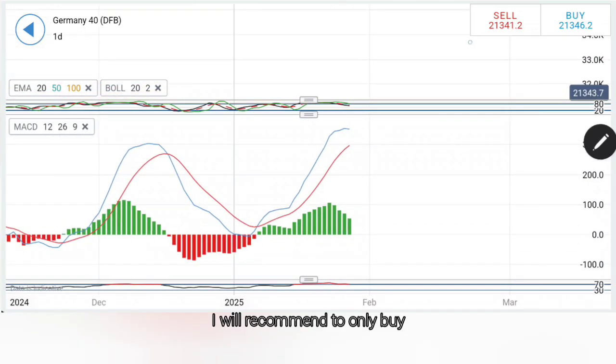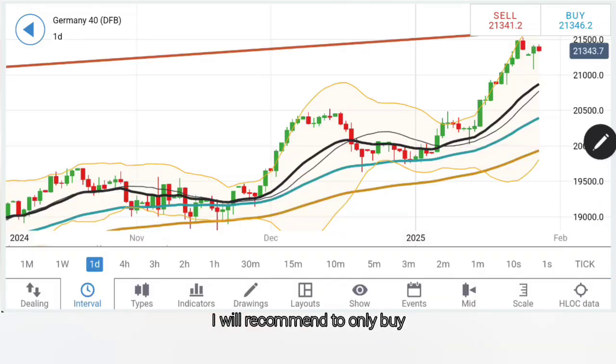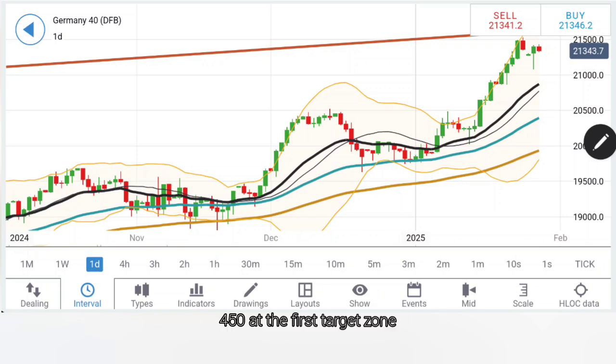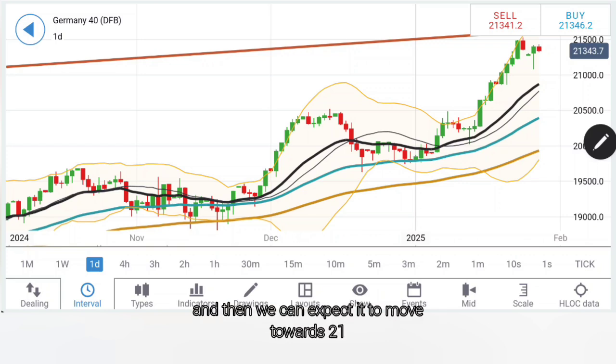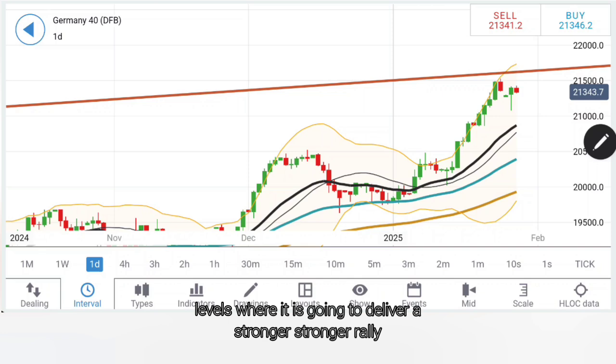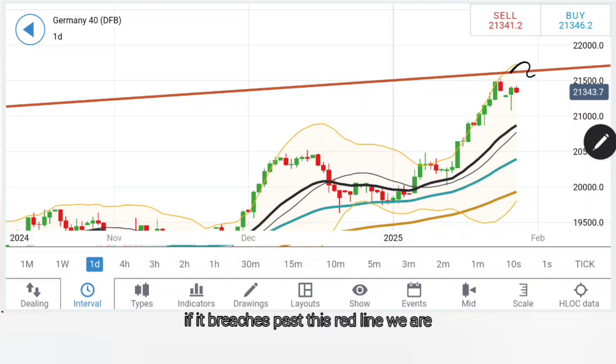So looking at this, I will recommend to only buy if you see it staying above 21,380 levels. Expect 21,450 as the first target zone. 21,450 is going to be a stronger resistance, and then we can expect 21,500. And if 21,500, 21,510 is taken, stay bullish for 21,600 levels, where it is going to deliver a stronger rally. If it breaches past this red line, we are looking forward to a greater up move.